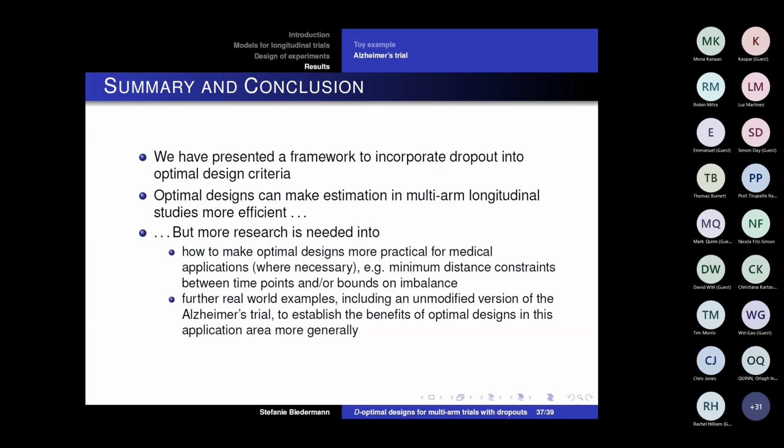And I'm saying here "where necessary", because in a situation like the toy example, the designs from the toy example actually looked fine to me. It is the one where we designed the trial where it didn't work out so well. In that case, we need to make it more practical, for example with minimum distance constraints between time points or bounds on imbalance in the groups. In particular, we need to look at many further real-world examples, including an unmodified version of the Alzheimer's trial, in order to establish the benefits of optimal designs in this application area more generally.